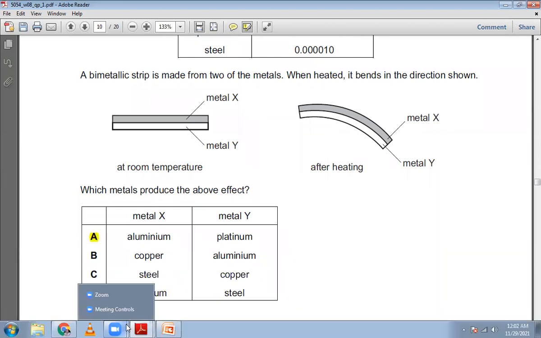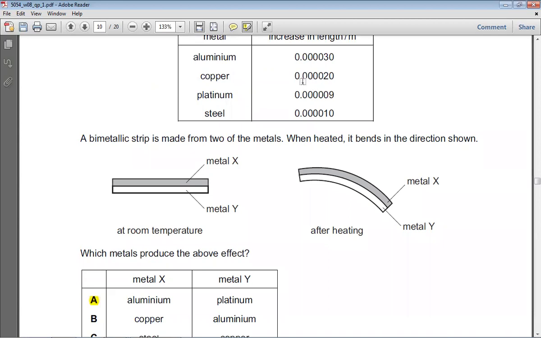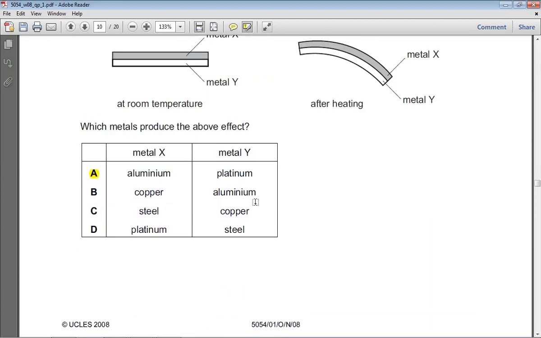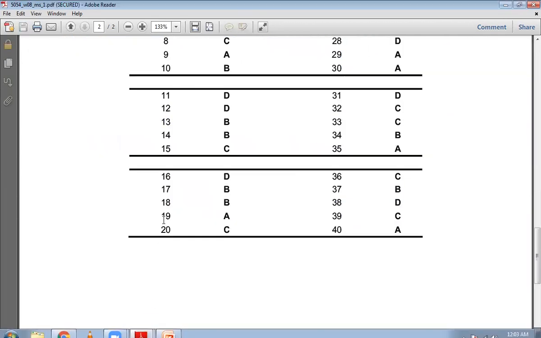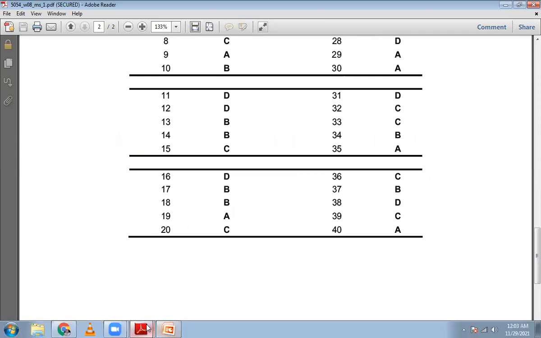For example, in option B, the expansion in copper is 0.000020, whereas in aluminum the expansion is more. Metal X should expand more as compared to metal Y, then on heating it will bend downwards. The metal which expands more makes the outer edge of the bend when heated. So for question number 19, we think A is the right option. Question number 19, A is the right option, sir.